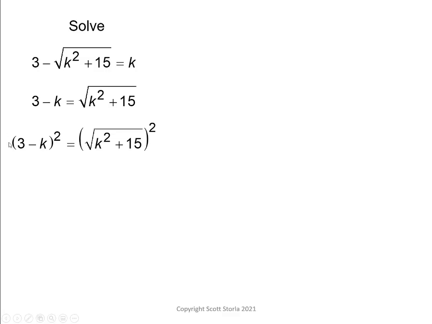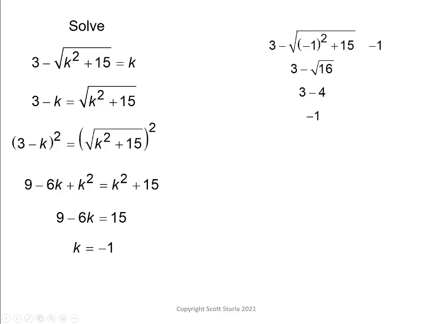Next, I square both sides. Remember on the left to FOIL. On the right, we'll just get k squared plus 15. I have a quadratic equation, so I'm going to try to bring all my terms to one side, because I need to do that whether I use the zero product method or the quadratic formula. And what I find is I'm left with just a linear equation. So I solve the linear equation, and I'll get negative 1. I go back and check. It works. So there's my solution.